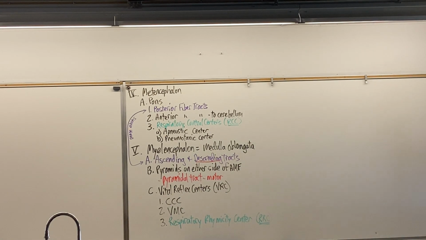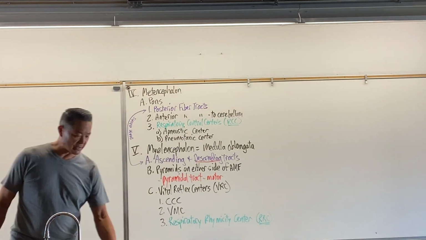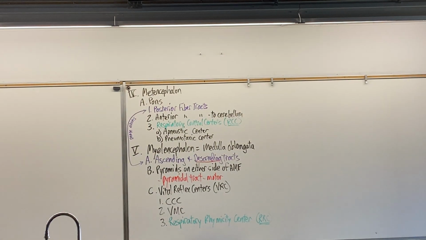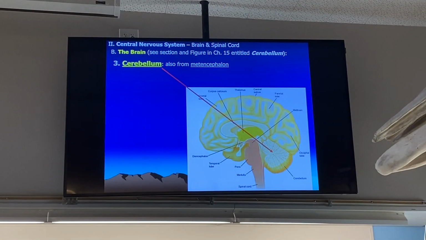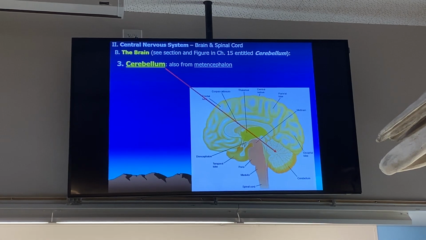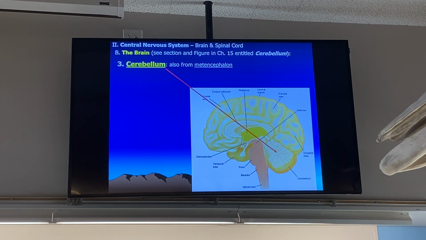We're starting from the bottom, moving up. So we covered the myelencephalon, which is only the medulla oblongata. And we just started getting into the mesencephalon, which is the pons and the cerebellum. We just started getting into the cerebellum. I think I'll just put the cerebellum over here. Second largest structure of the brain.